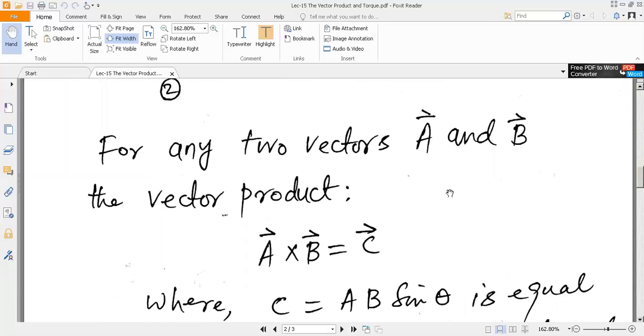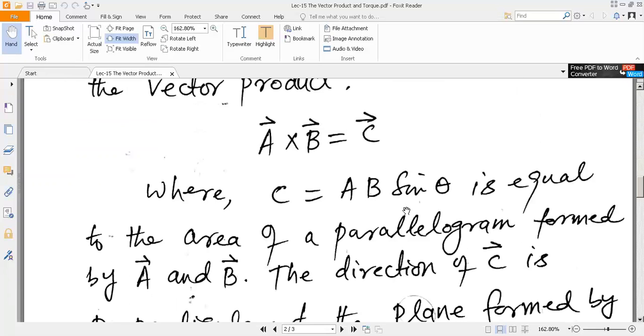Now we are familiar with the cross product and dot product of vectors. Here we will discuss the cross product or vector product of any two vectors. If we are having two vectors, one is the A vector, the other is the B vector, and they are at an angle theta with respect to each other, then we can say that their vector product will be equal to a C vector, which is a third vector, and this C vector can be said to be the resultant vector of this cross product.